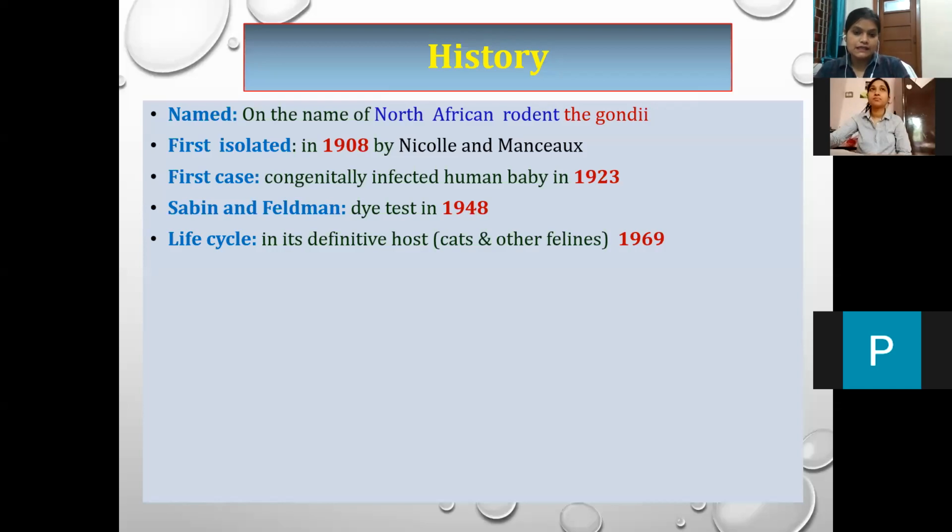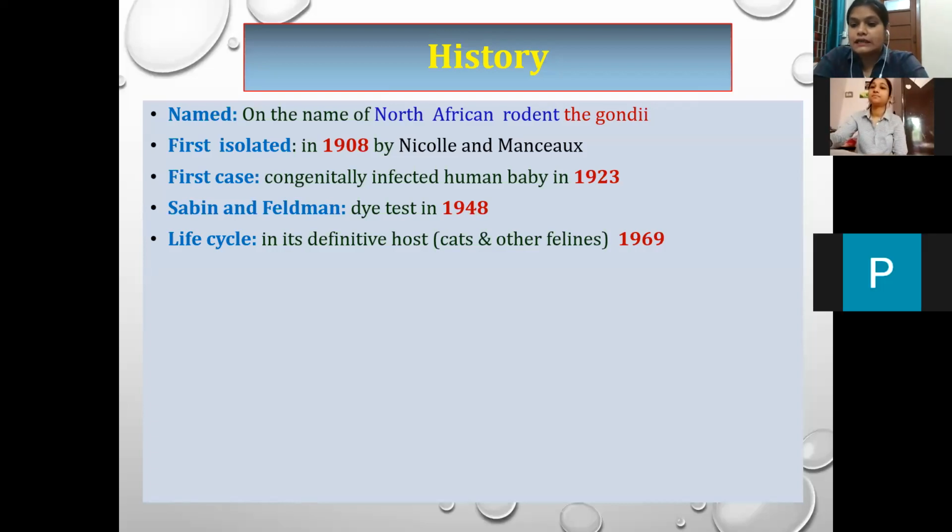Second, when you look at the history, it was first isolated by Nicolle and Manceaux in 1908. Later, the congenital transmission of the infection was discovered in 1923, and a very specific and sensitive test, the Sabin-Feldman dye test, was discovered in 1948. The life cycle in the definitive host was discovered in 1969. So this is a little bit of the history of Toxoplasma gondii, or toxoplasmosis.